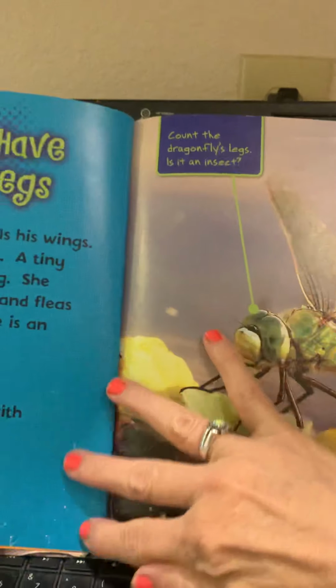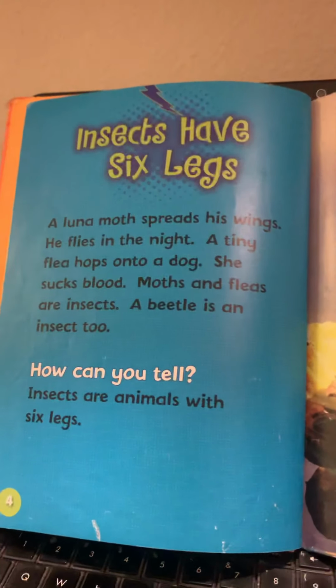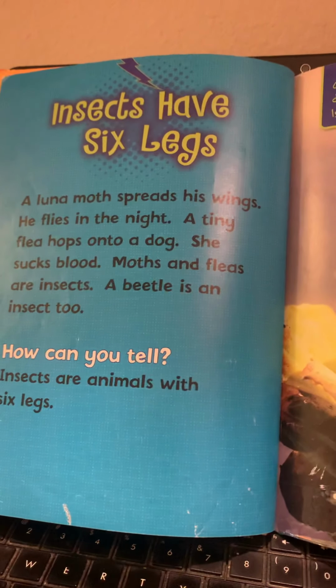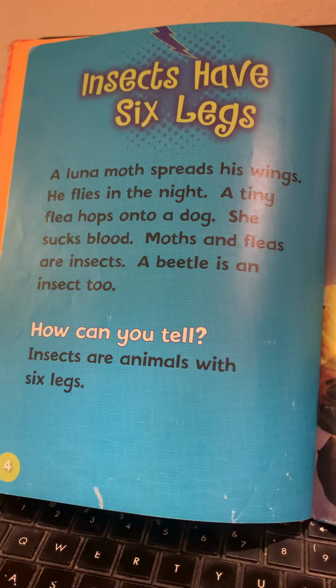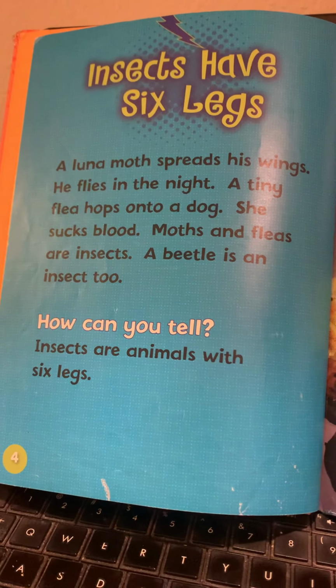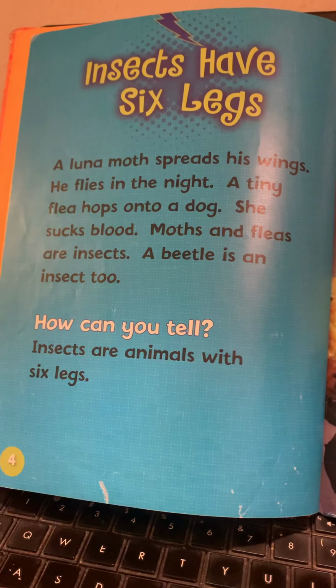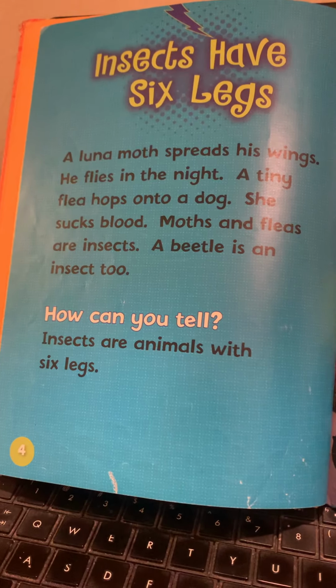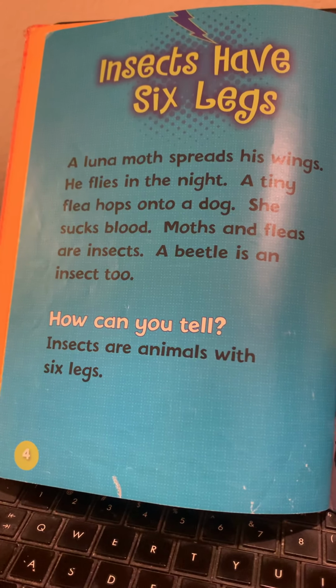Insects have a different way of laying eggs. Many of them lay eggs differently. Here we go. Insects have 6 legs. A Luna moth spreads his wings. He flies in the night. A tiny flea hops onto a dog. She sucks blood. Yuck. Moths and fleas are insects. A beetle is an insect too.